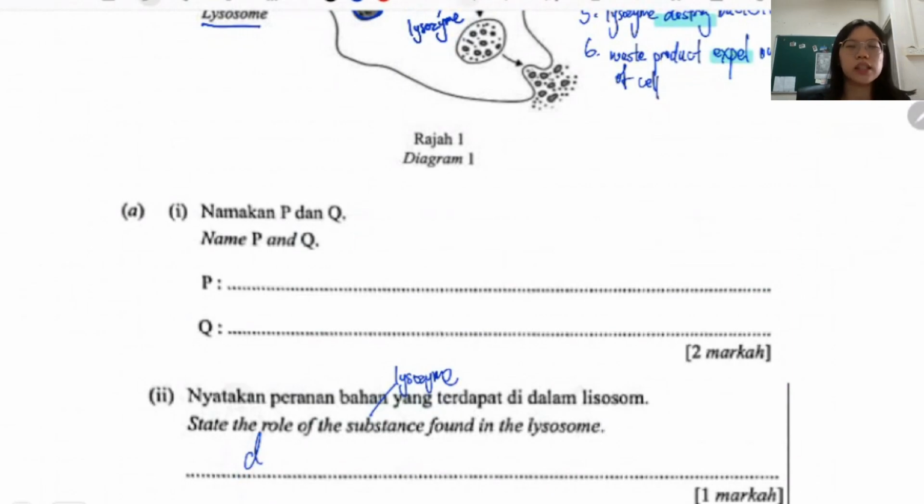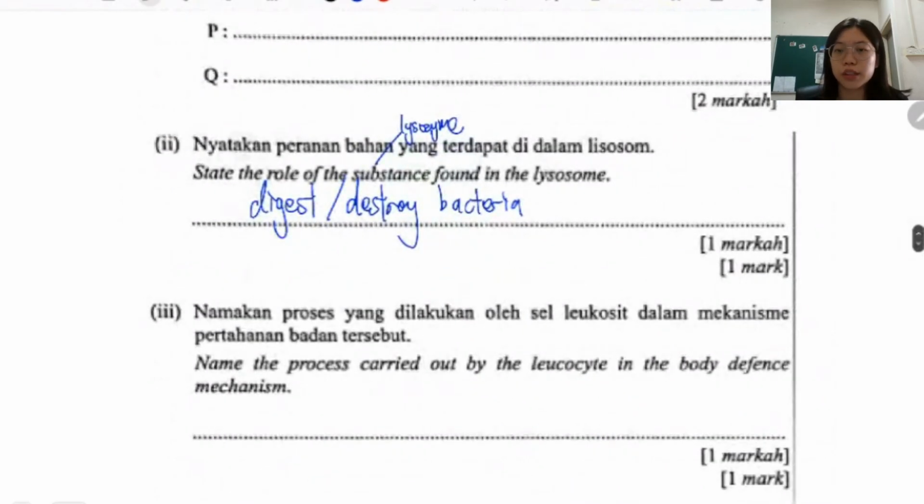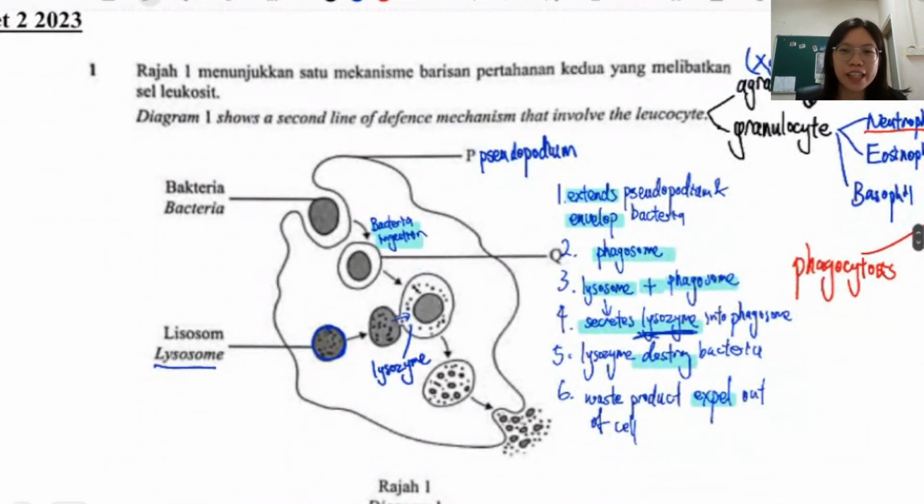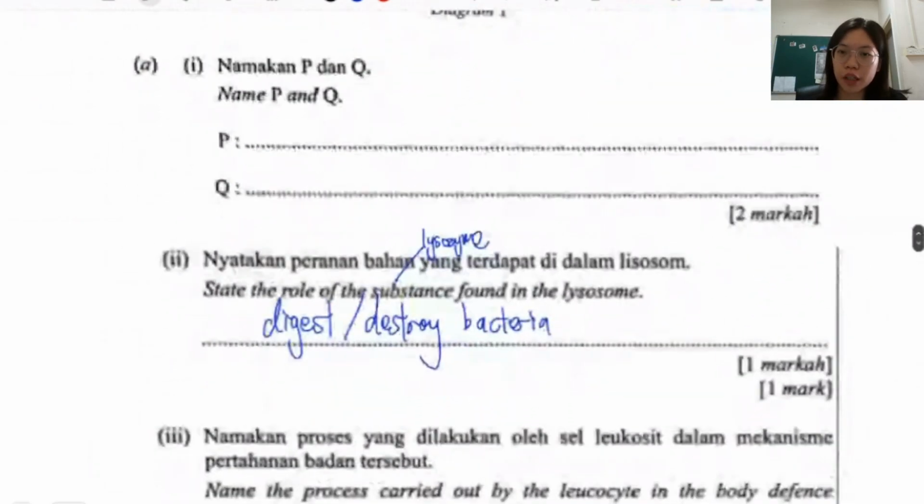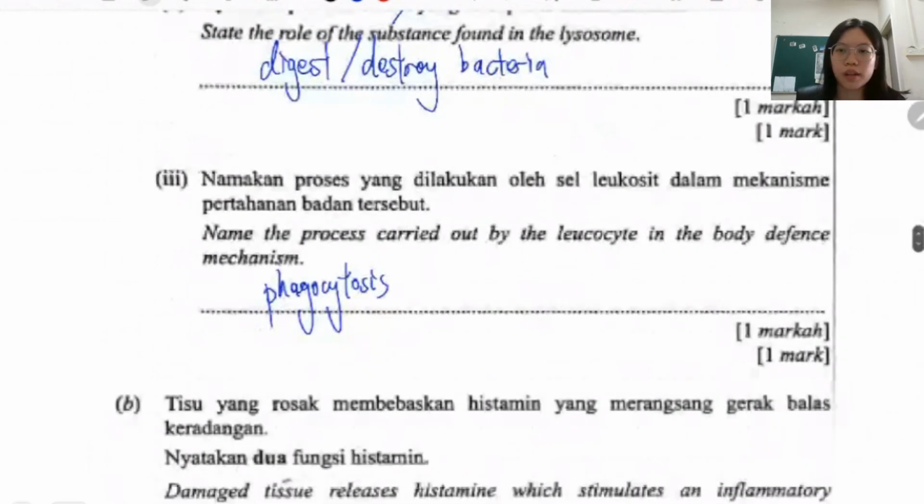So it basically is a digestive enzyme. So you can say that it digests, or you want to write it in another word, it destroys the bacteria. Moving on to this process carried out by leukocyte in the body defense mechanism. So it's straight out this very obvious phagocytosis process, which is carried out by phagocyte. Yeah, and make sure you spell it correctly, phagocytosis.